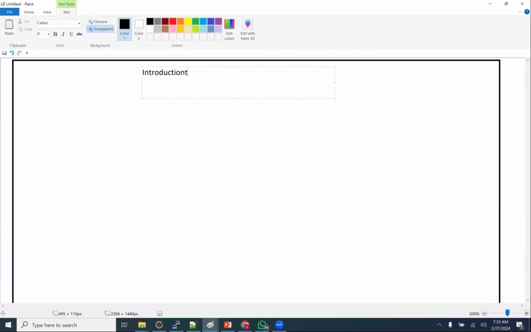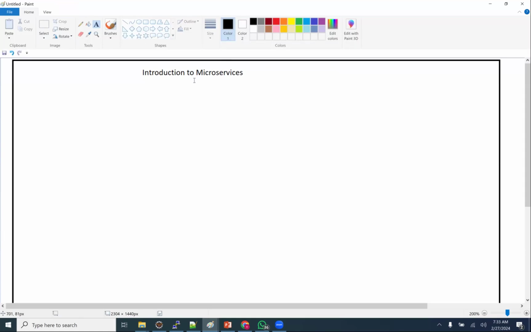Introduction to microservices. Sir, you may have an idea already, but why I'm taking this, maybe the perspective you may have the idea or not exactly. That's why I want to have a footprint here.